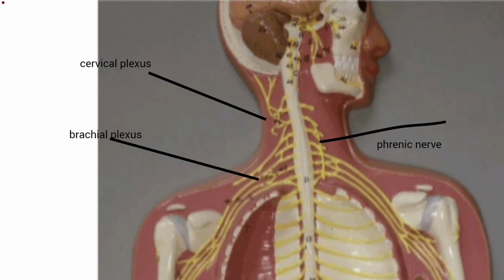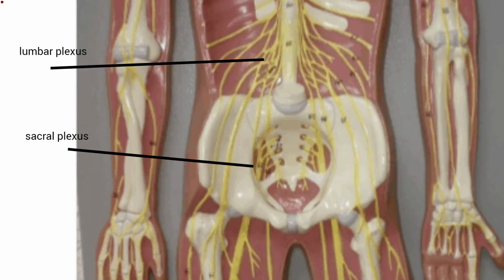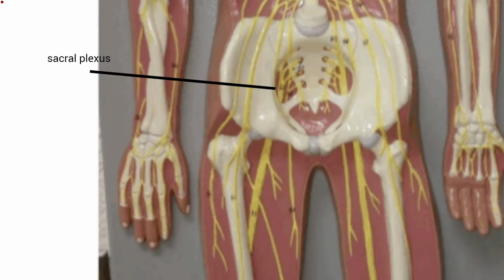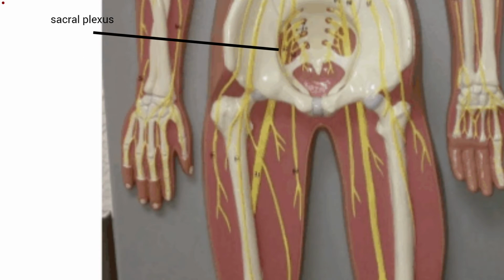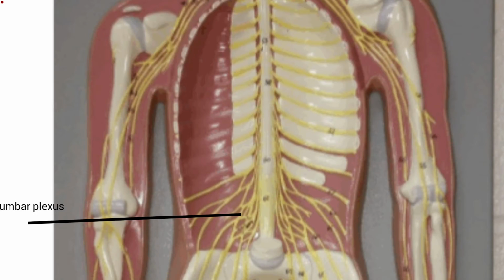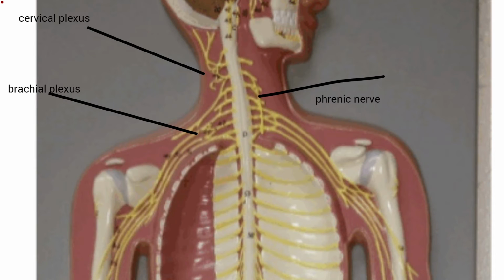There are a number of nerves that come off of each plexus, and I think I have close up pictures of these models, so we'll look at those to identify these different areas. Why is this thing acting crazy?